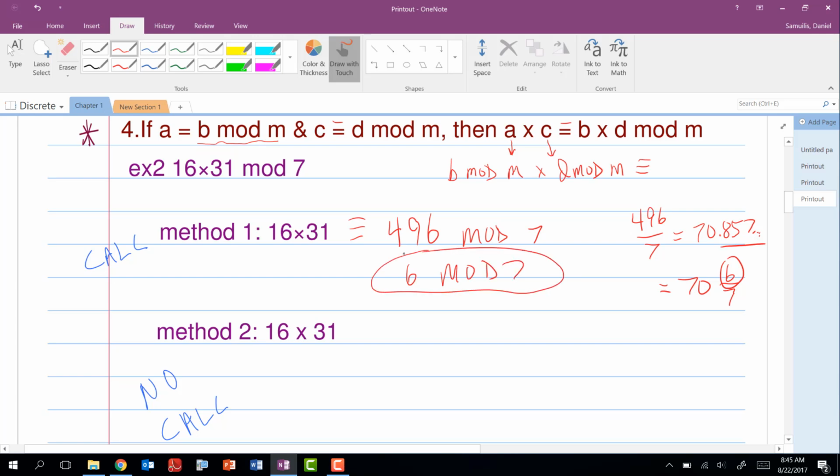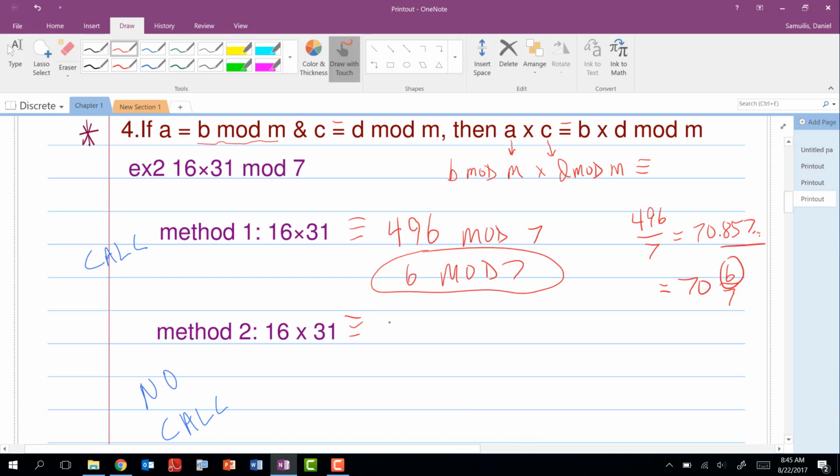So 16 times 31 actually gets knocked down to 6 mod 7 because 496 has a remainder of 6 when you mod 7 it. So these are equivalent. So what you've done is reduced it or simplified it, I guess would be the math term for this. Or you could do this.